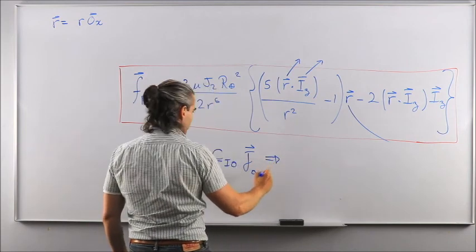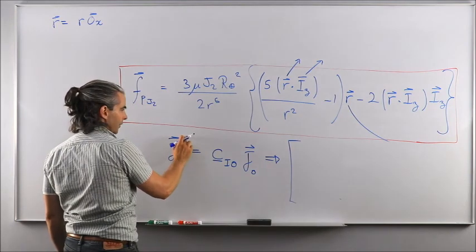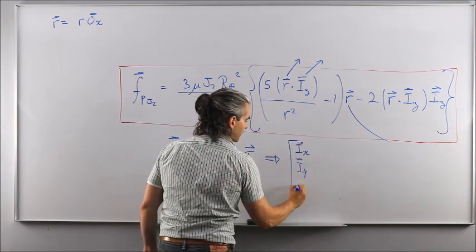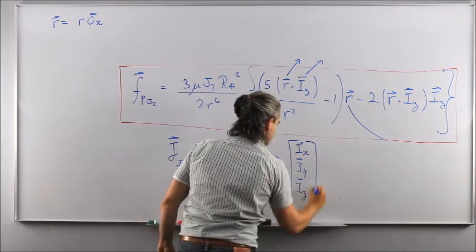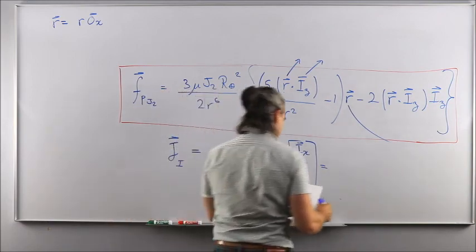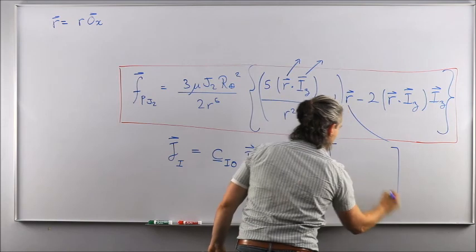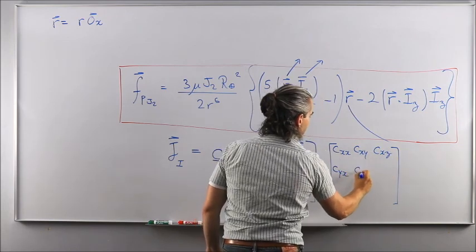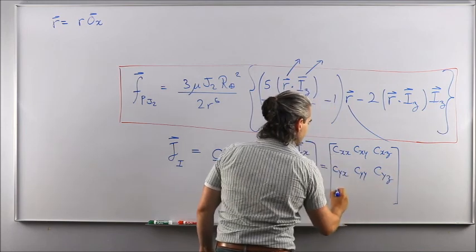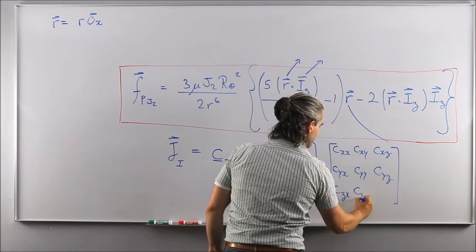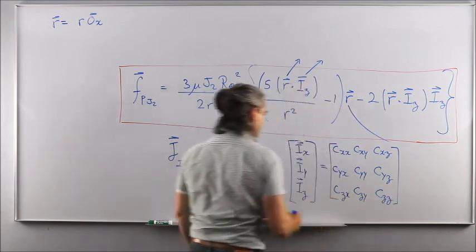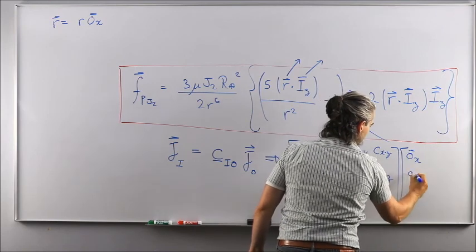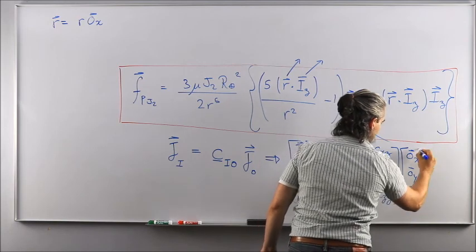Or alternatively, I can rewrite that expression as being equal to, note that here it's not the transpose of vectors, so this is a column matrix filled with IX, IY, and IZ, equal to my 3 by 3 matrix that I'll just denote in a very generic manner as CXX, CXY, CXZ, CYX, CYY, and CYZ, and CZX, CZY, and CZZ, times the vectrix for the orbital reference frame, which is going to be the OX, OY, and OZ unit vectors, like that.